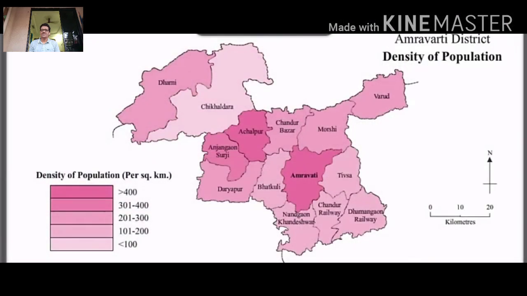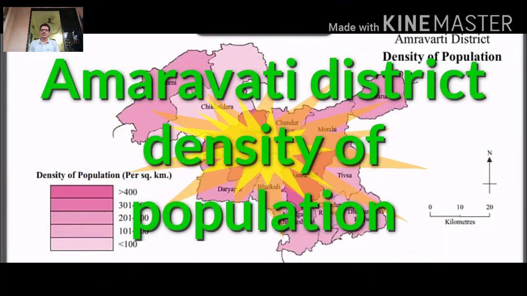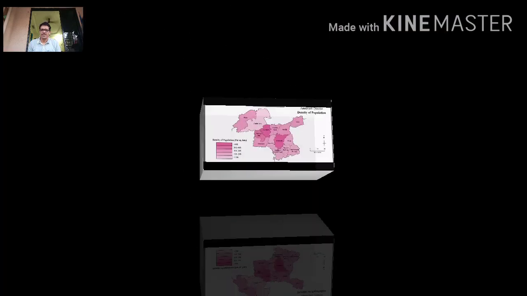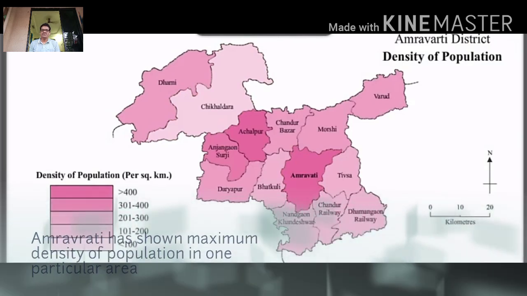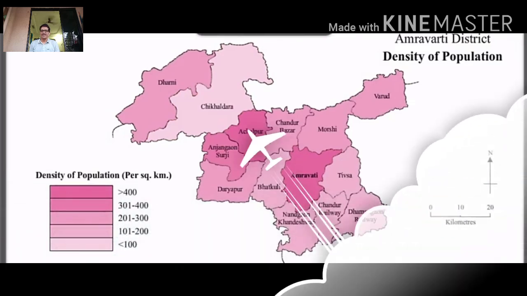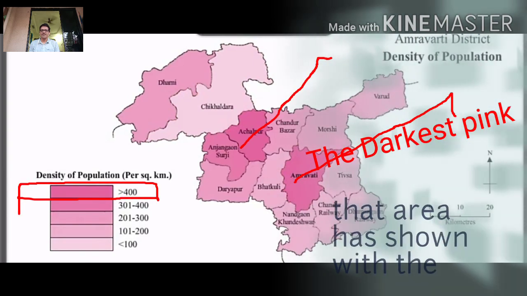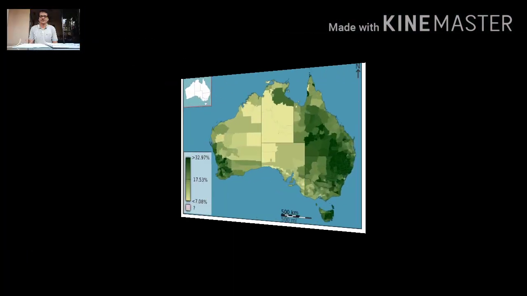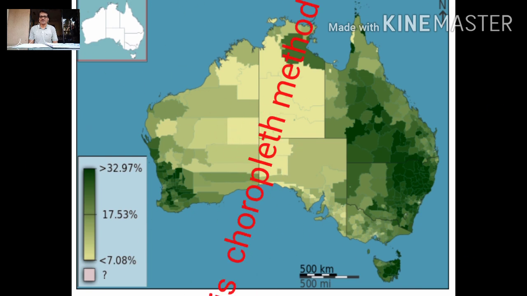Now open your textbook, page number 2, and see the choropleth map of Amravati district density of population. There Amravati has shown maximum density of population in one particular area, and that area has shown with the darkest pink. Now we are going to see what is choropleth method map.